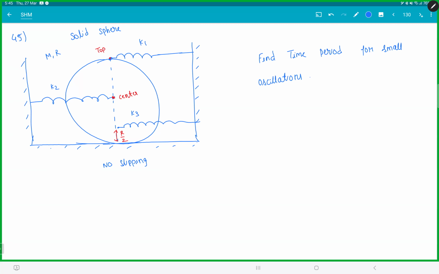No slipping. Find time period for small oscillations. Think. I'll give you 2 minutes, then I'll explain you a bit, and then I'll give you a minute. Remember the story. Displaced by X, find the restoring force, find the restoring torque in proportion to this. Story is all the same.